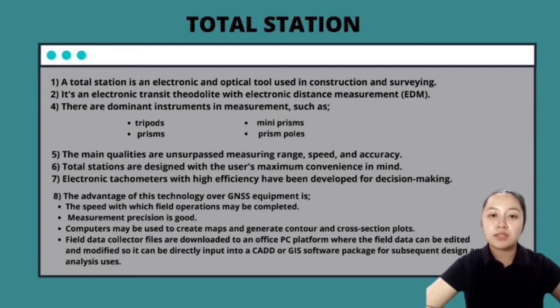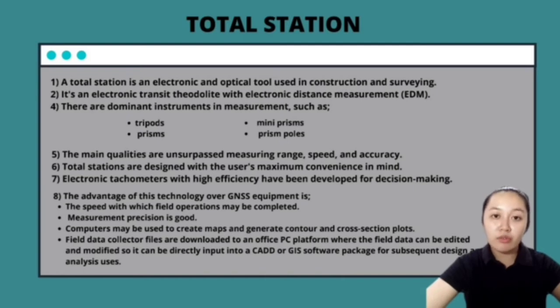The main qualities are unsurpassed measuring range, speed, and accuracy. Total stations are designed with the user's maximum convenience in mind. Electronic tacheometers with high efficiency have been developed for decision making.